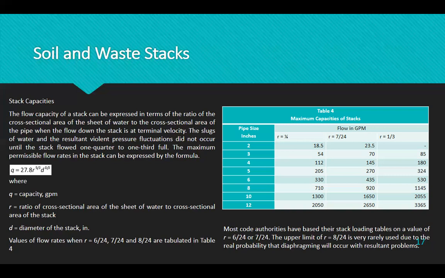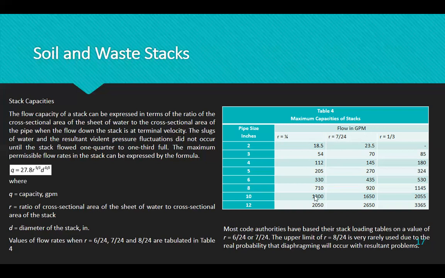So, itong sinasabing 1/4 full to 1/3 full, yan na yung ratio niyan. D is the diameter of the stack. So, values of flow rates when R is 6/24, 7/24, and 8/24 are tabulated in table 4. Ayun, 6/24 is equal to 1/4, 8/24 is equal to 1/3, 7/24 is equal to 7/24. Yan, makikita nyo yan sa table 4. So, maximum capacities of the stack for sizes 2, 3, 4, 5, 6, 8, and 12. Ito yung mga flow in GPM niya.